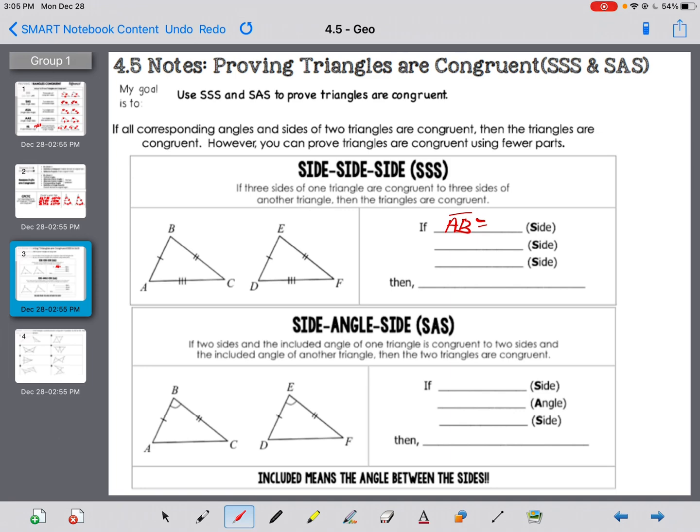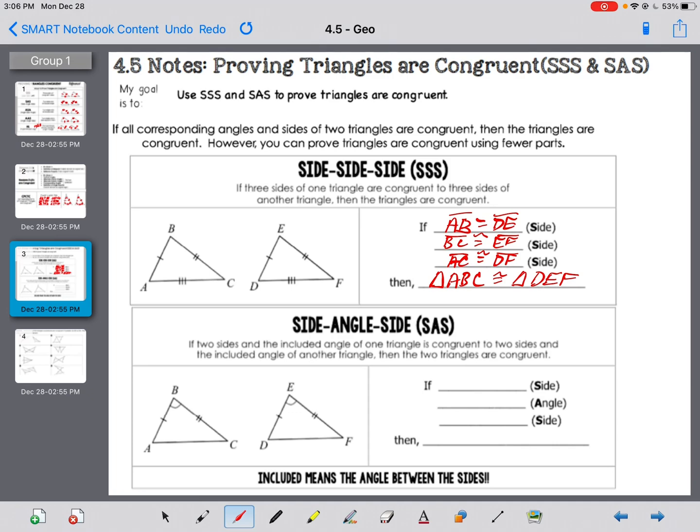So if AB is congruent to DE, and BC is congruent to EF, and AC is congruent to, I started with A, so I got to go DF, then triangle ABC is congruent to triangle DEF. The places have to match up. I can't say AC is congruent to FD. We shouldn't, because where the angle is, A and D need to match up, and C and F need to match up.